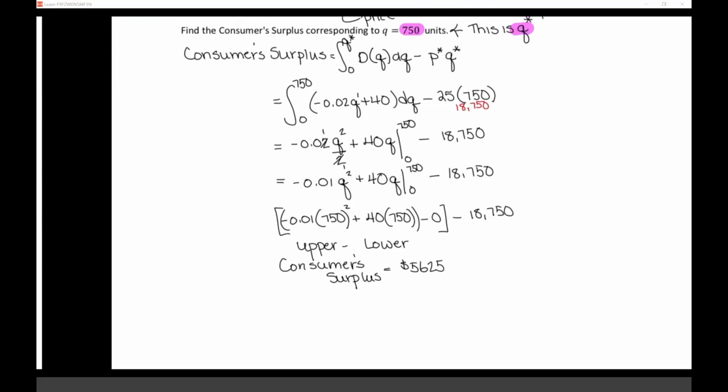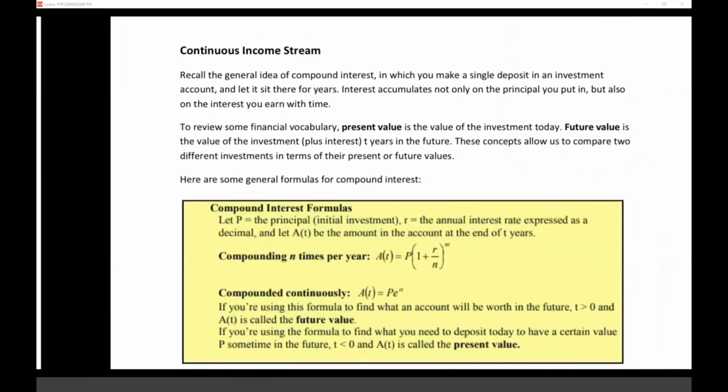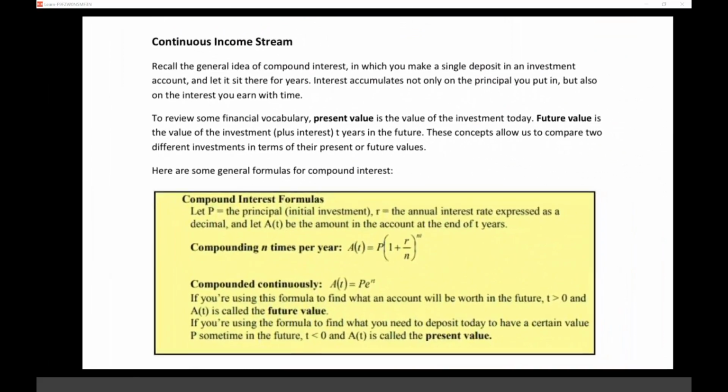Well, let's take a look at the second topic I wanted to talk about today, and that's valuing a continuous income stream. Okay, so let's take a look at this. I'm assuming everybody in here has heard the term interest, in the sense of financial investments. Interest, if you're making an investment, is the amount of money you get paid by the person you're investing with because you're loaning the money.